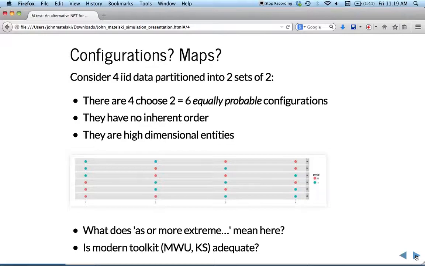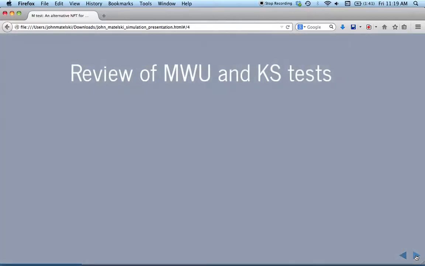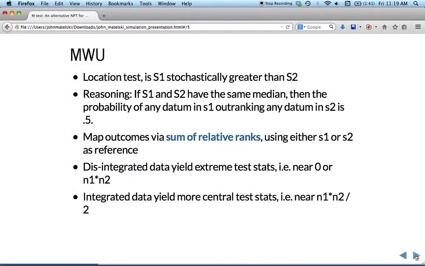So further, I ask, is the modern toolkit, Mann-Whitney U and KS, sort of adequate to address this problem? So just to review those tests, Mann-Whitney U is a location test asking whether one process is stochastically greater than the other.